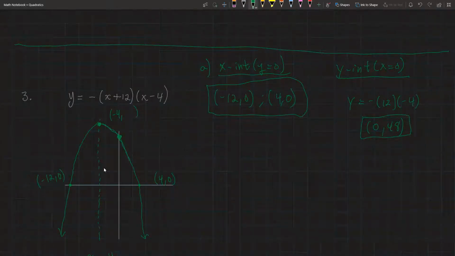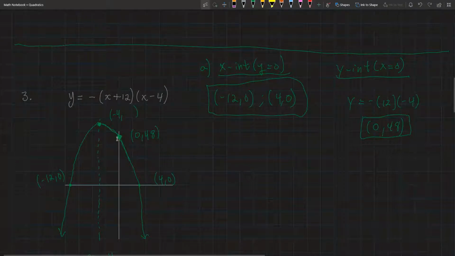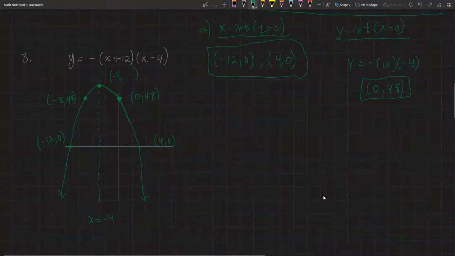And we know this point as well is 0, 48. We know that this distance from here to here is 4. So 4 twice in the negative direction should have a symmetry point of -8, 48. And the last thing, like we said, do a little bit of work for the vertex. And that vertex, for this particular quadratic, occurs when x equals -4. So I hope you notice how it changes for each quadratic.